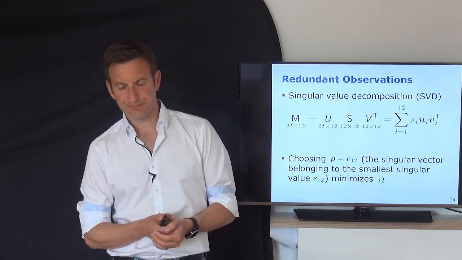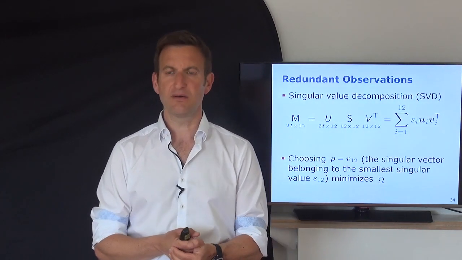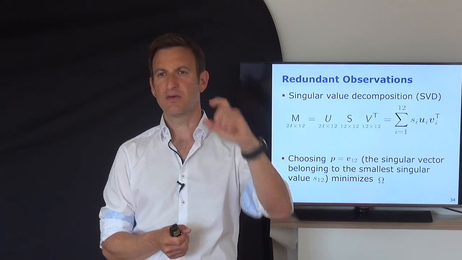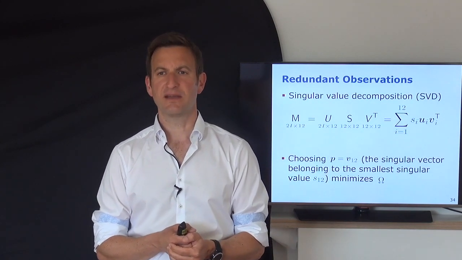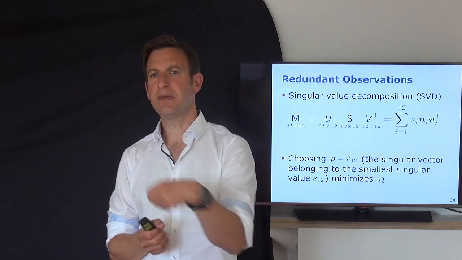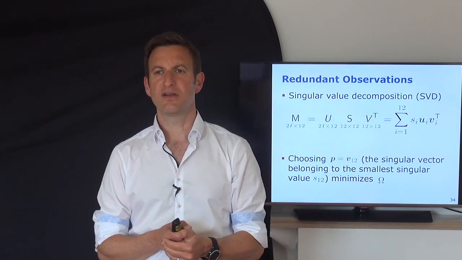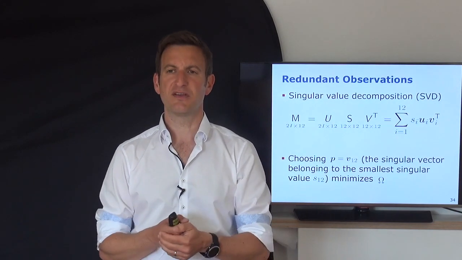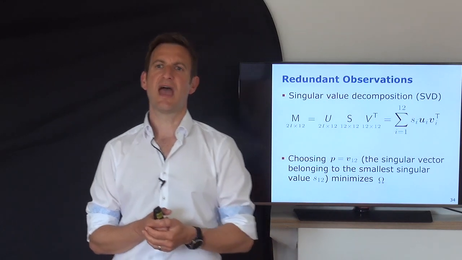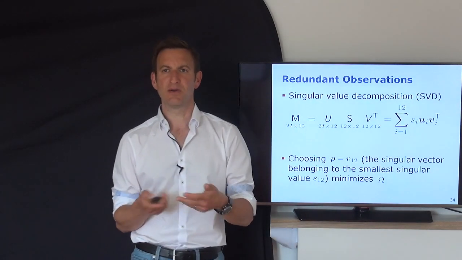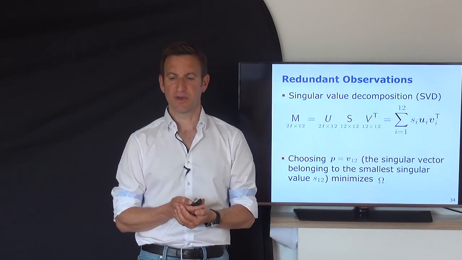The matrix V, or V transposed, stores the corresponding singular vectors. And so what we can do is pick out the singular vector that corresponds to the smallest singular value and use this as a solution for my P, because it will minimize that squared error.